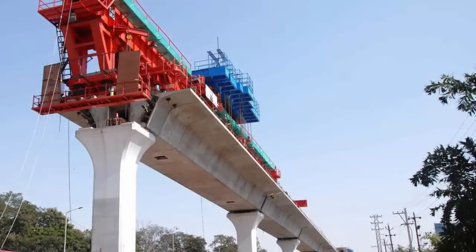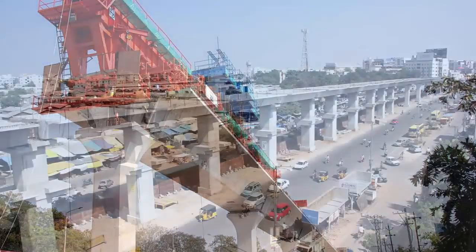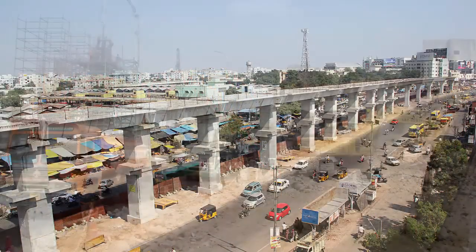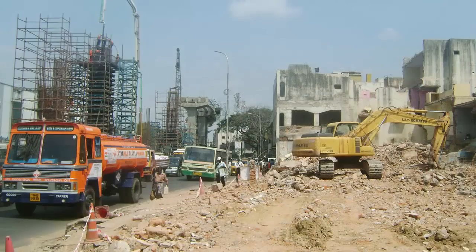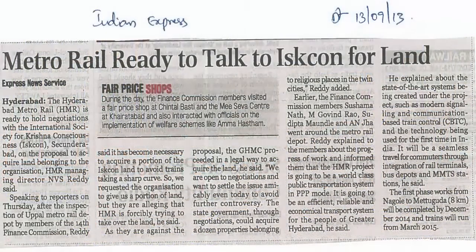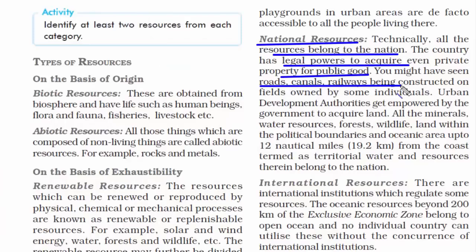That's why you must have seen that to build roads, canals, railway lines, sometimes private properties are demolished. Of course, they are paid a certain amount by the government. But what I'm trying to say is that to build these roads, canals and railways for public interest, the government has the legal power to acquire private properties. Now all the minerals, water resources, forest, wildlife, everything within the political boundaries of a particular country, the government has control over all of this. And that is why it is called national resources.